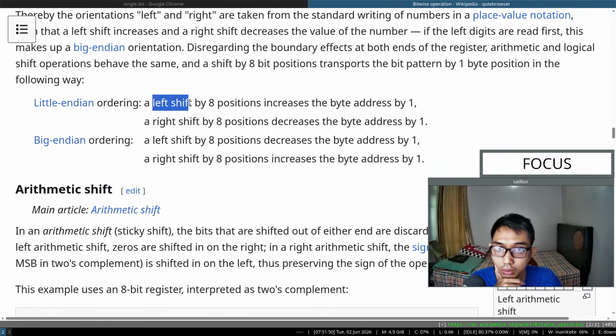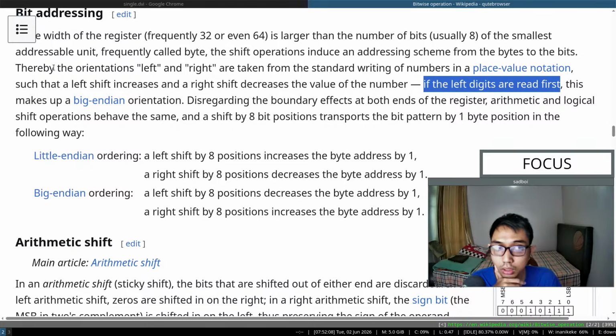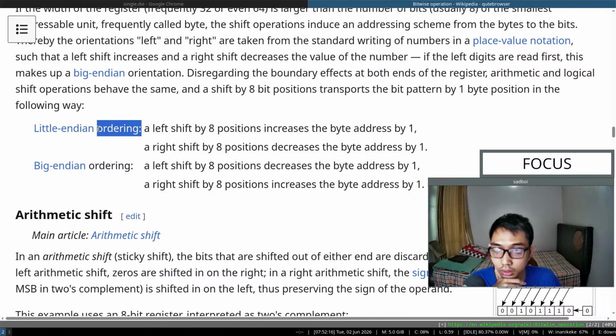So left shift and right shift depend on the ordering, I guess. If the left digits are read first. Oh. The left digits are read first. So I'm assuming little endian in here means that we are reading from the right instead.